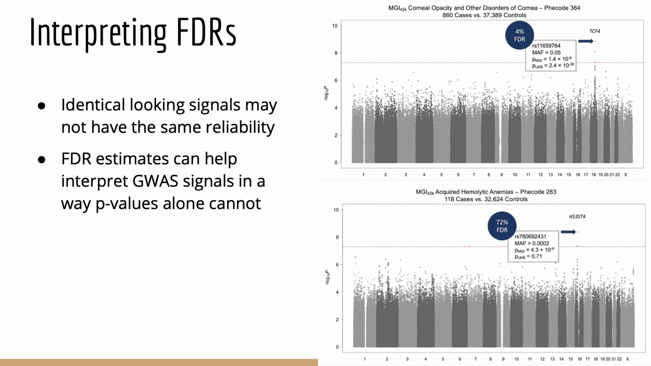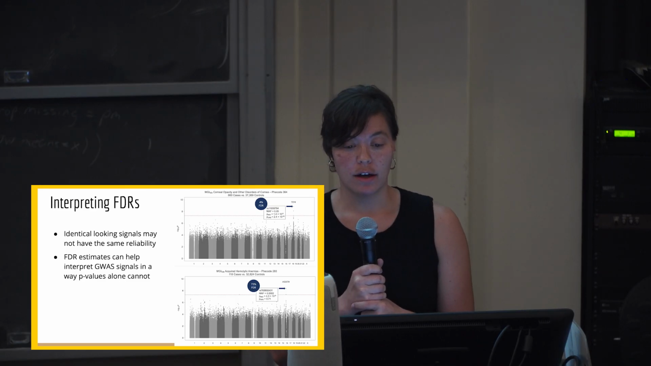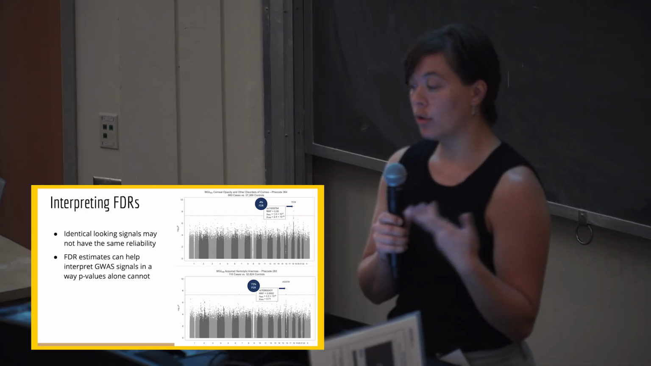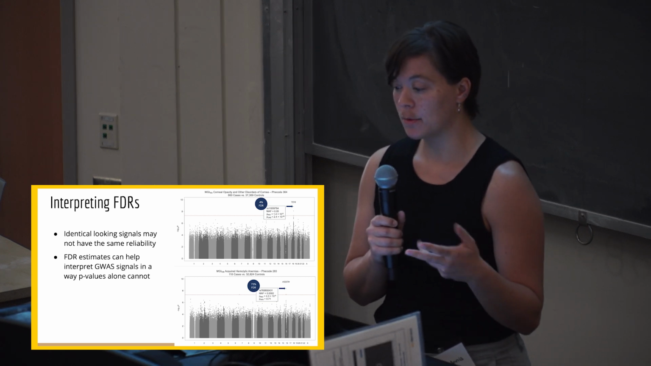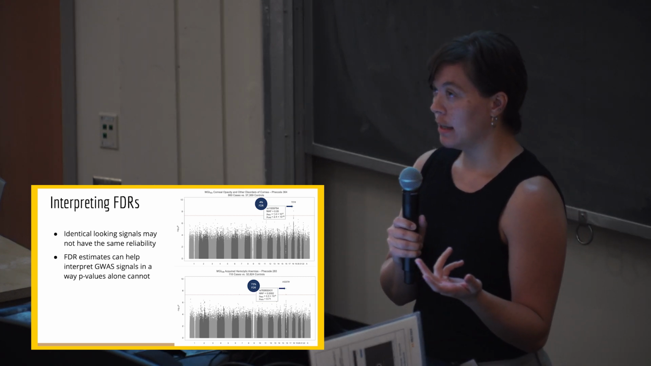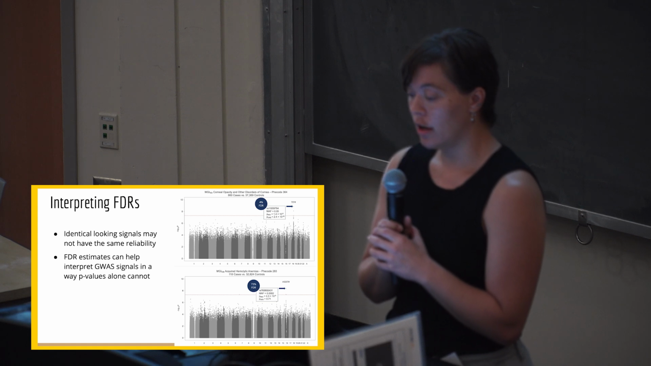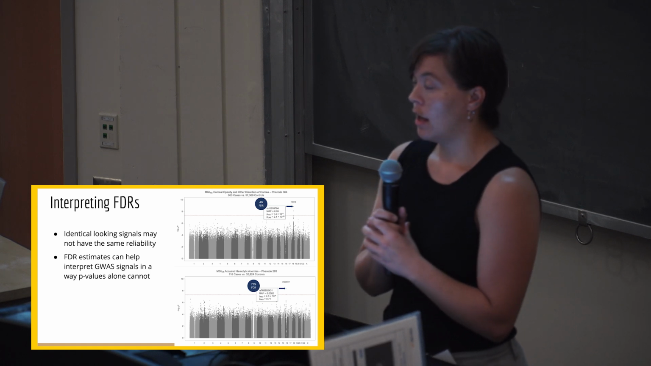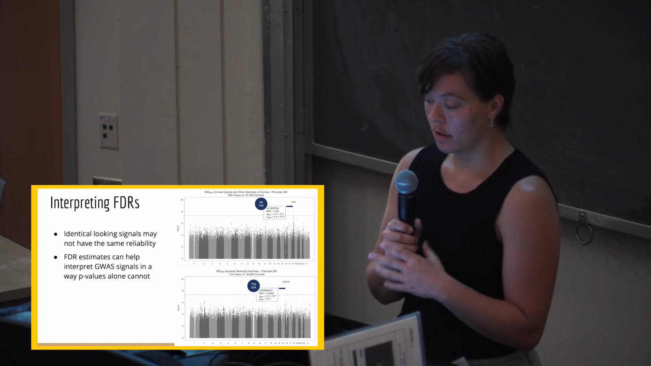When we dug a little deeper into these signals, we found that, first of all, the top signal is replicated in UK Biobank very strongly, while the bottom signal is not. These also fall well within the clinical parameters we'd expect for these phenotypes, with corneal opacity known to have a strong genetic feature, whereas acquired hemolytic anemias are usually environmental.